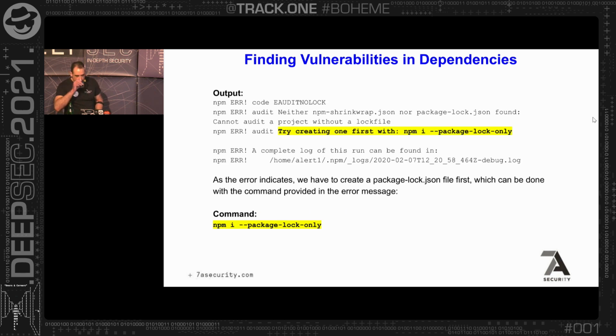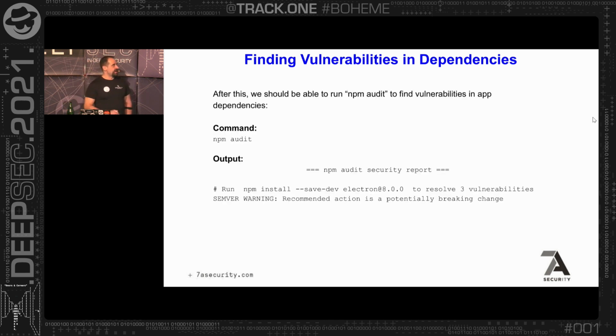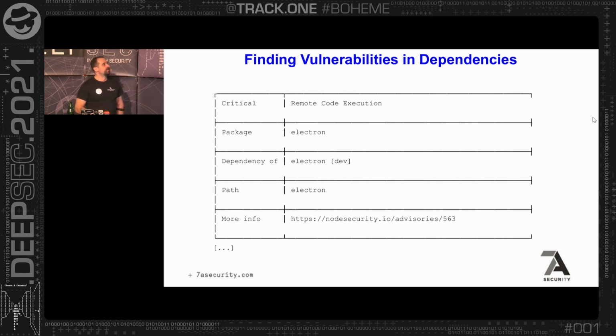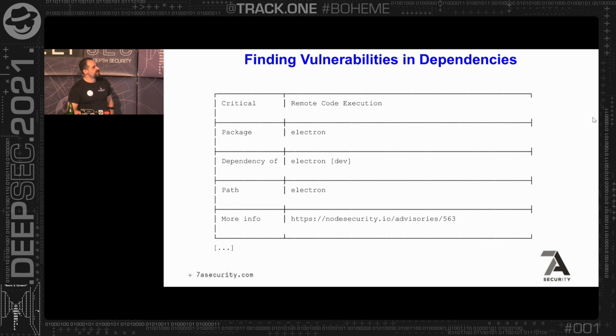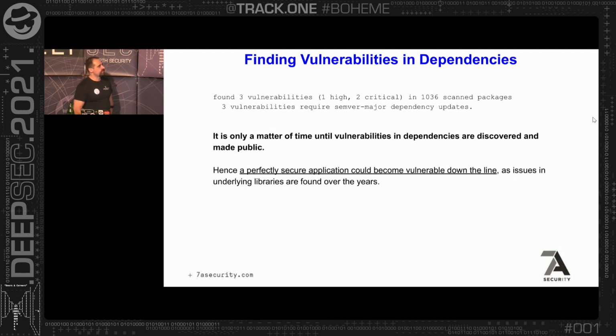The first time you run it, you might encounter an error message like this, but the error message tells you what to do, right? The reason for this is that you can sometimes have a dependency that has a dependency that has a dependency. So first, this command is going to resolve the tree of dependencies, and it's going to create a package-lock file. So you just run the command in the error message, and then you run npm audit, and you get some results, right? So these are the results, and you can see what modules the application is running, what is out of date, and so on.